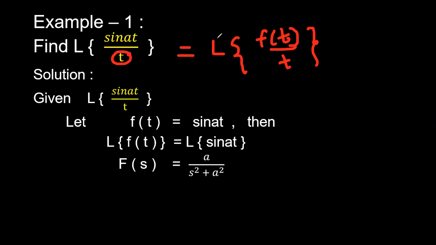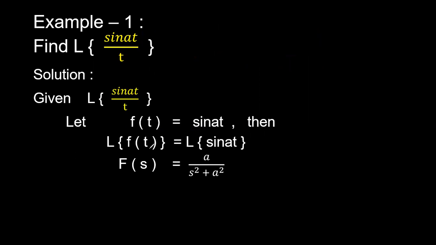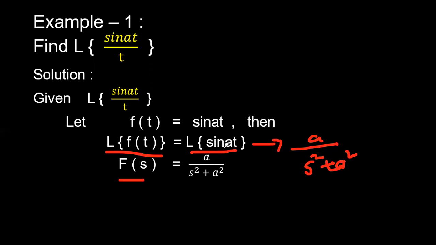From the given function, f(t) is nothing but sin(at). So apply the Laplace transform on both sides: Laplace transform of f(t) is equal to Laplace transform of sin(at). Laplace transform of f(t) is nothing but F(s). What is the Laplace transform of sin(at)? We have the formula for this: the Laplace transform of sin(at) is a by s square plus a square. This is the general formula for the Laplace transform of sin(at).